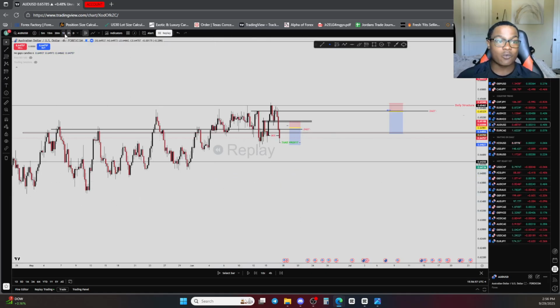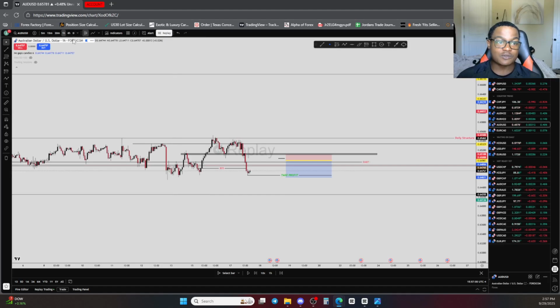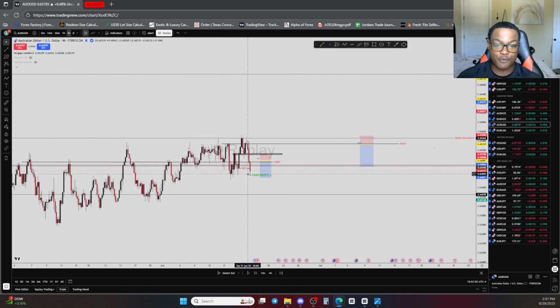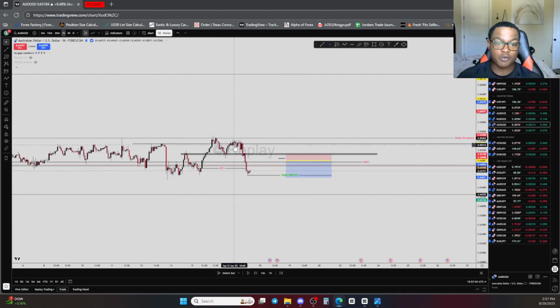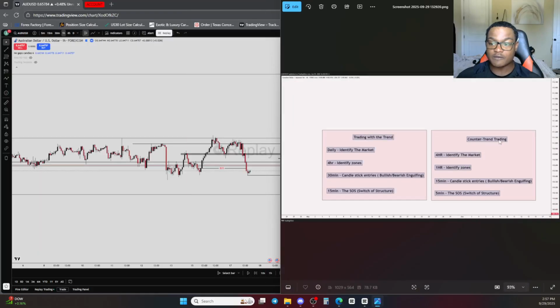This is where I went towards the 1-hour time frame. You can see clear as day, the 4-hour performed the break of structure, the 1-hour performed the break of structure. We are in perfect sync. This is good. Keep in mind, we are going off of the counter trend market. We know that the daily is bullish, but the 4-hour is bearish.